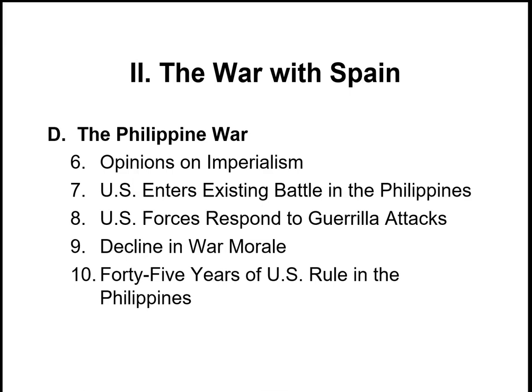Almost 5,000 Americans died in the Philippines, contributing to a decline in war morale in the United States, coupled with reports of those atrocities, that yellow journalism kicking in. The narrative of the war transformed from a fight for American masculinity into a conflict in which the Americans were the bullies. In 1901, the United States captured Aguinaldo, and the Filipino forces surrendered, initiating 45 years of U.S. rule in the Philippines.